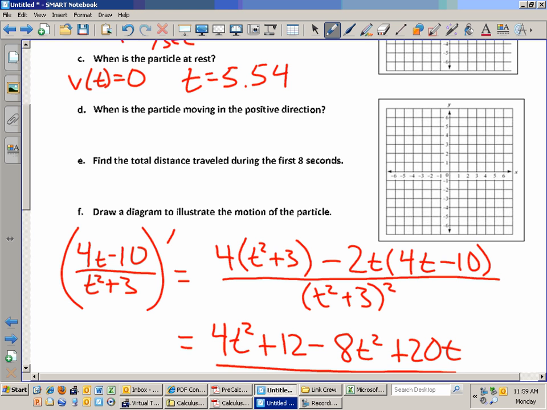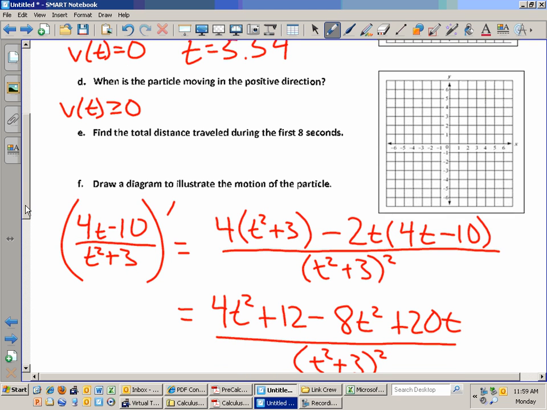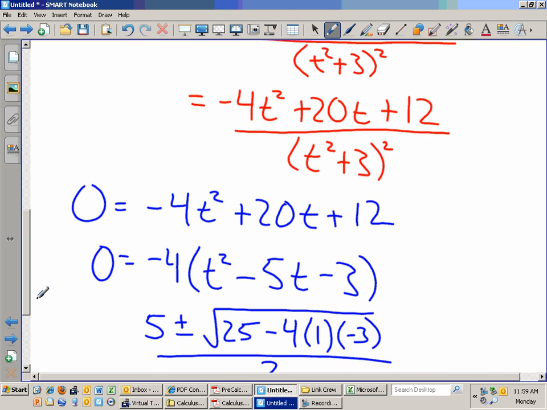When is the particle moving in the positive direction? When the derivative is positive. So we want to solve for where v of t is greater than or equal to 0. In this situation, isn't that the same as when the top is greater than or equal to 0? I mean, if we find out where the top is positive, the bottom's always positive, right? So I just really want to find out where the top is positive.